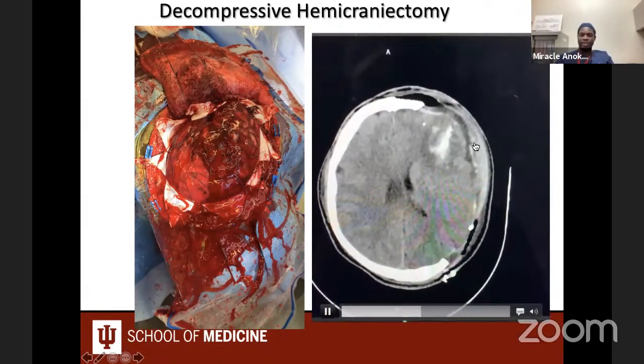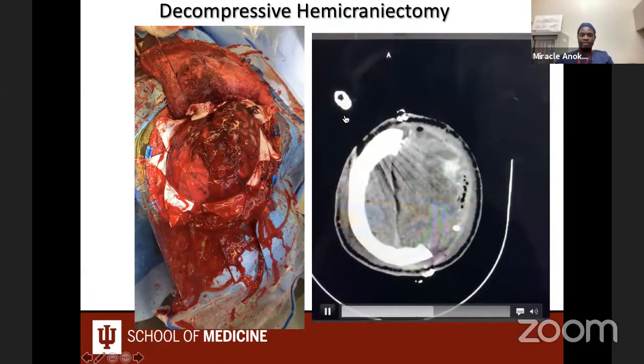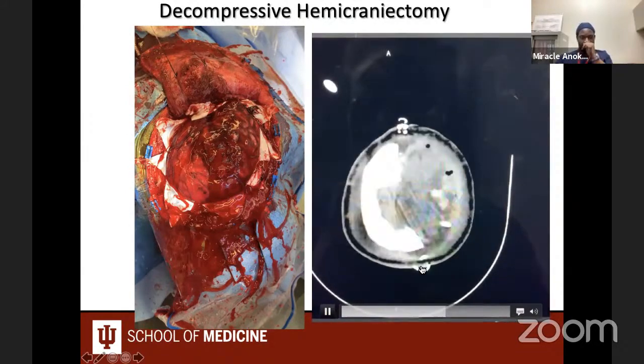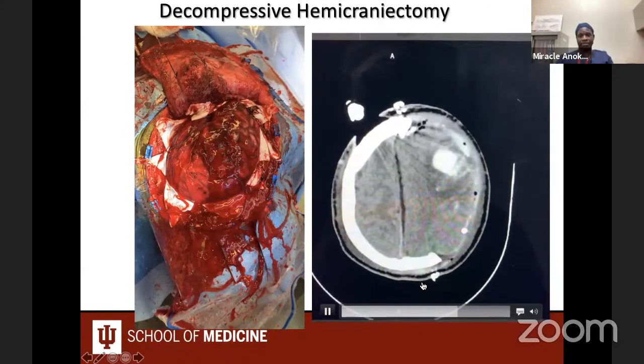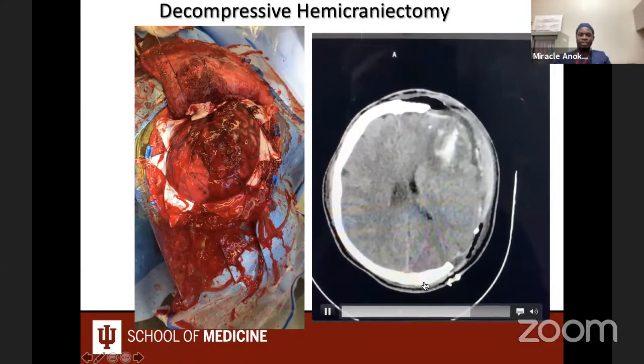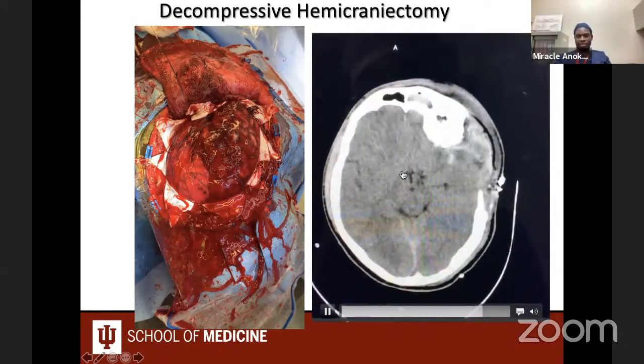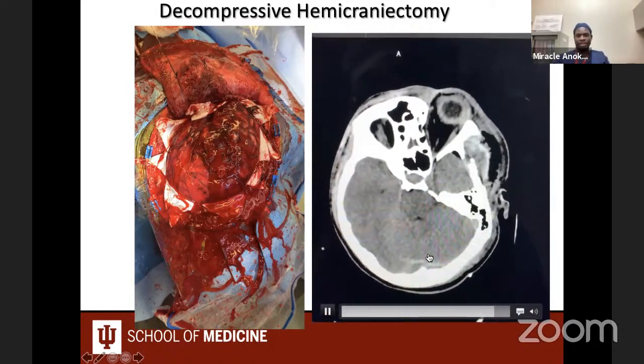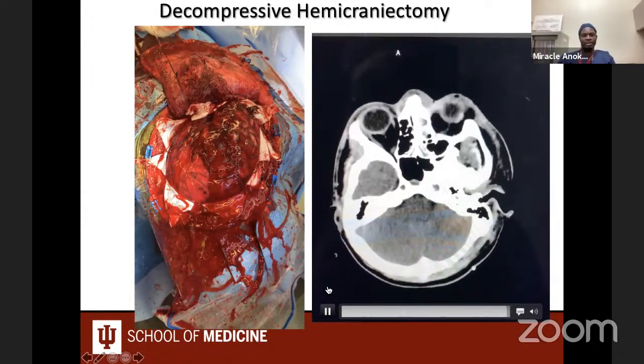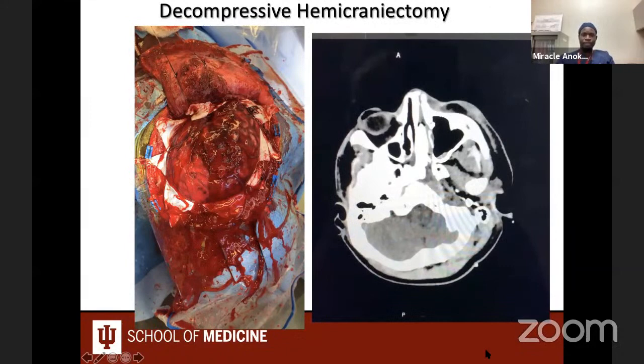And you can see the brain is herniating outwards, and we have this monitor system that is placed into the parenchyma of the brain to help monitor the pressure. And you can see the shift has gotten better. There's good symmetry back and forth, except for the obvious bleed that's still there. So this is called a decompressive hemicraniectomy.